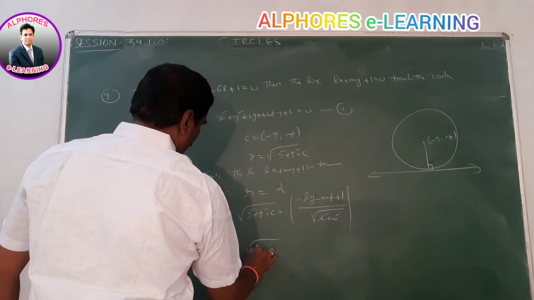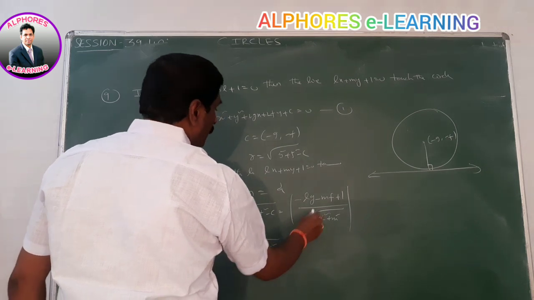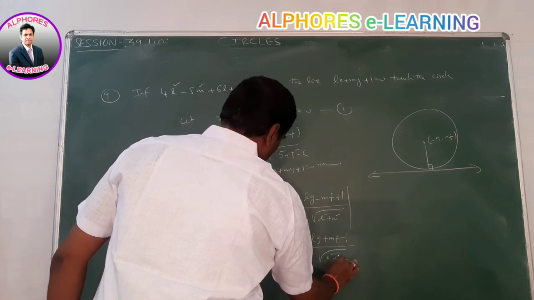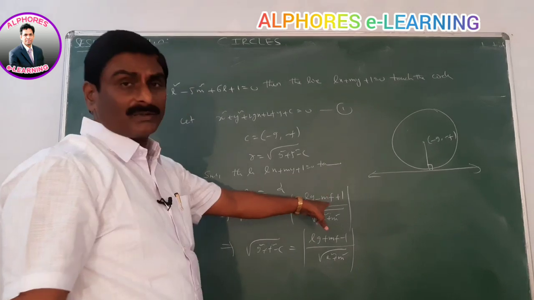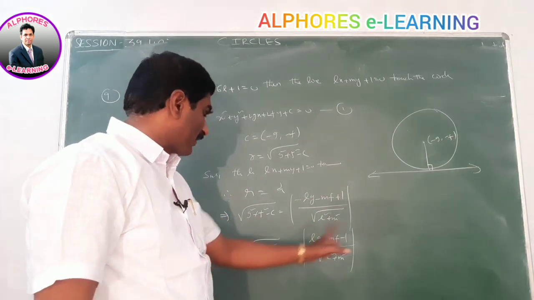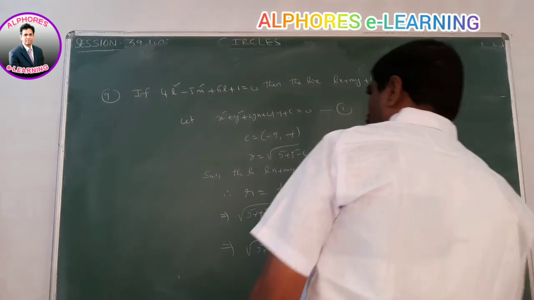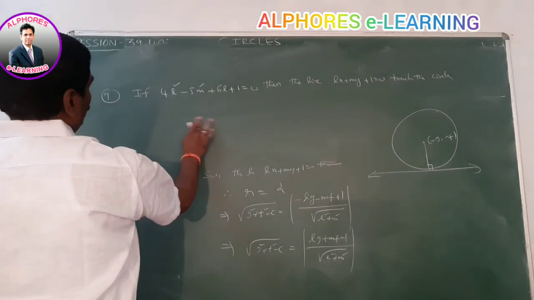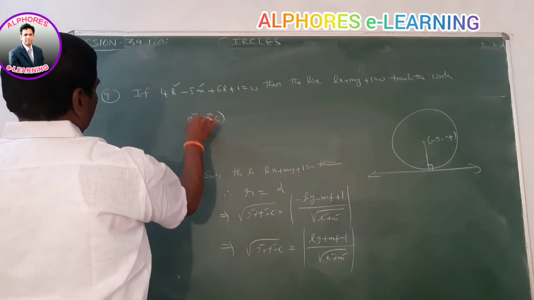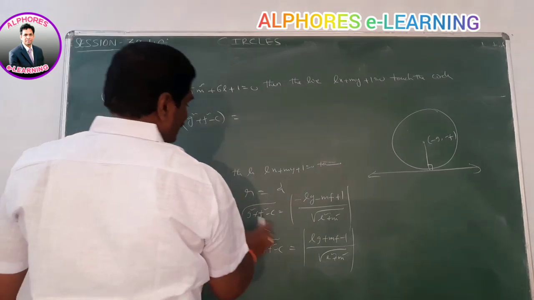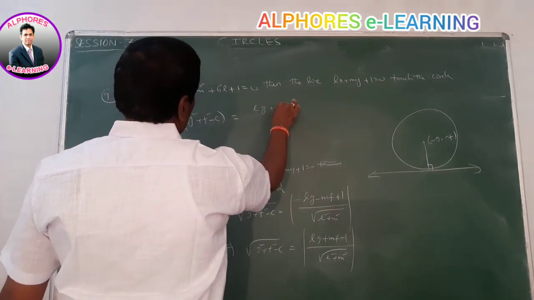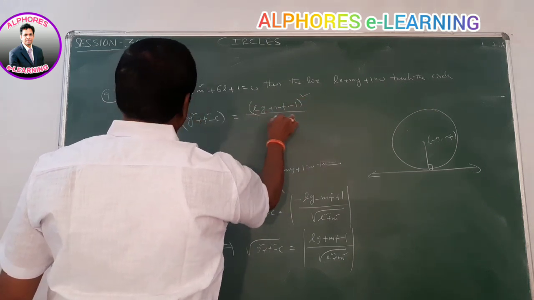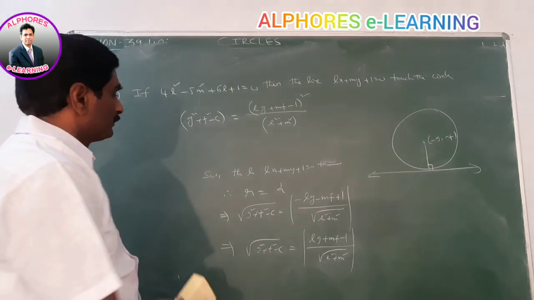That means √(g² + f² − c) = |Lg + Mf − 1| / √(L² + M²). The common minus value can be taken out, since |x| = |−x|. By squaring on both sides we get g² + f² − c = (Lg + Mf − 1)² / (L² + M²).